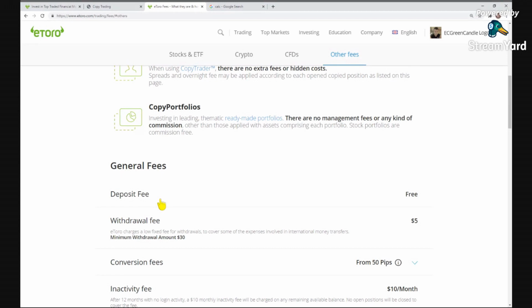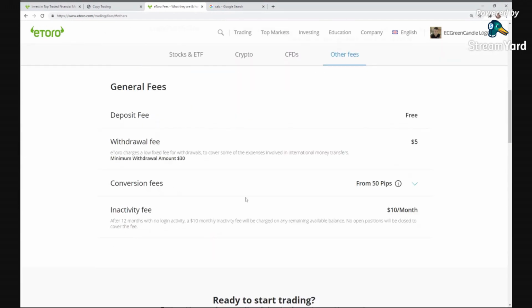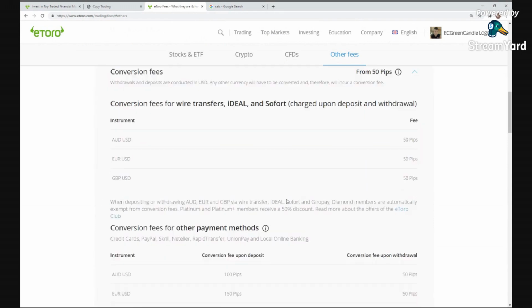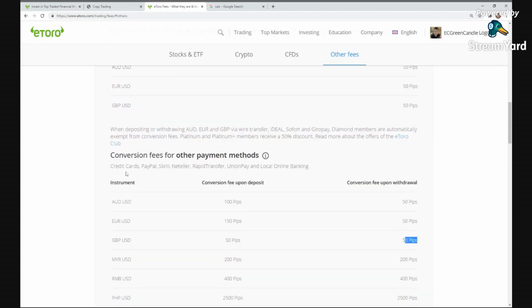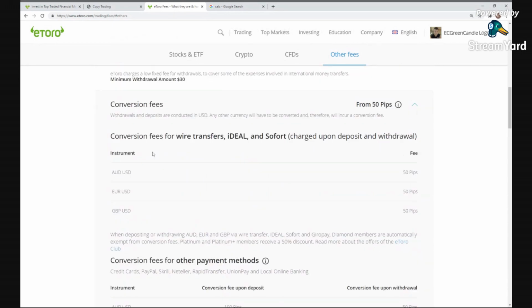For each currency, there are different pip rates. If you look on this page, I'll leave a link. When you deposit, for euros it's 150 pips, and for Australian dollars it's 100 pips. That's the conversion fee upon deposit. Once you withdraw, it's a smaller amount, 50 pips each. This is the conversion fee when you use credit card, PayPal, Skrill, Neteller, and all of the rapid transfer, UnionPay, or local online banking. But if you use wire transfer, iDEAL or Sofort, it's 50 pips for each of the currencies.